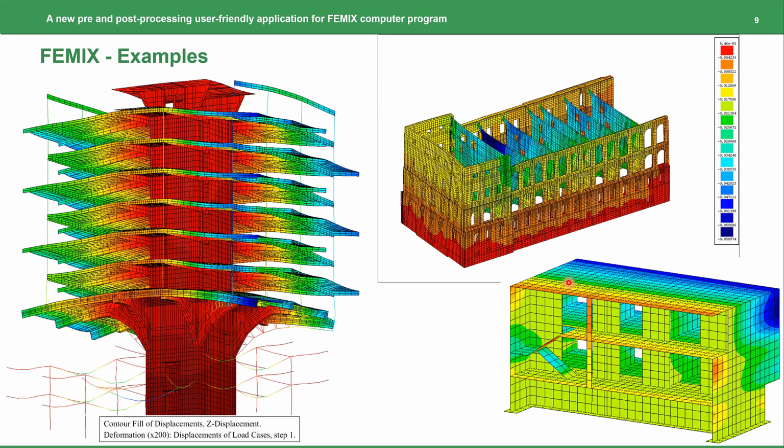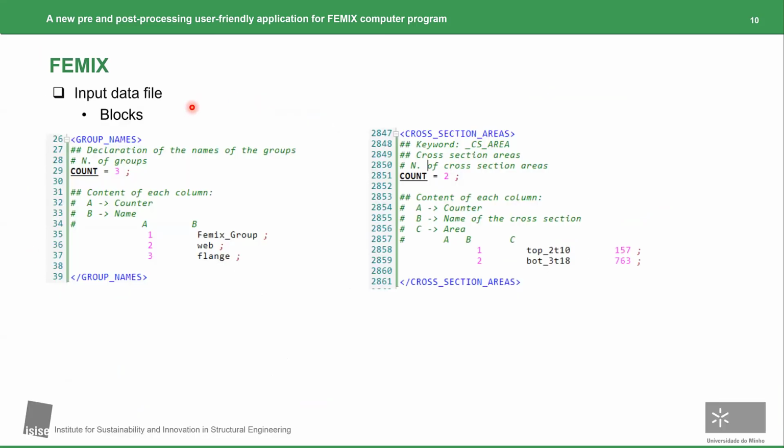For analyzing with Femix, we need to generate an input data file, and each input data file contains different blocks. For example, we can see 2 different blocks. Each block starts with a keyword and ends with the same keyword. For example, here we have group names and it ends with /group names. It means that the different groups are defined within these blocks. The lines starting with a sharp sign will be considered as comments.